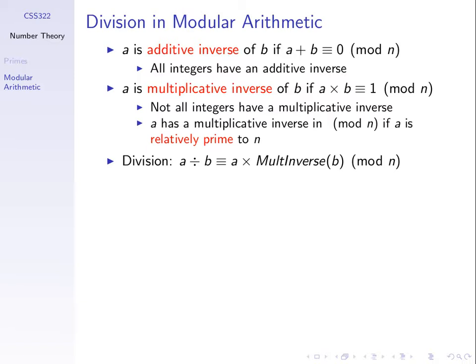A number A has a multiplicative inverse in mod n if A is relatively prime with n. Okay, so that's important. Not all numbers have a multiplicative inverse. And what's relatively prime? Two numbers are relatively prime if their greatest common divisor is 1.